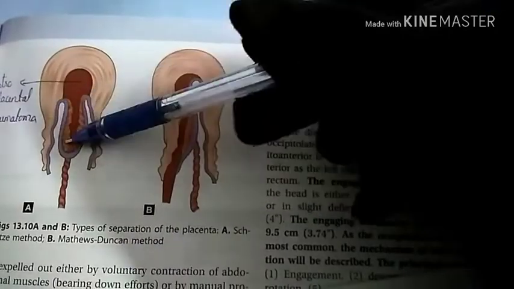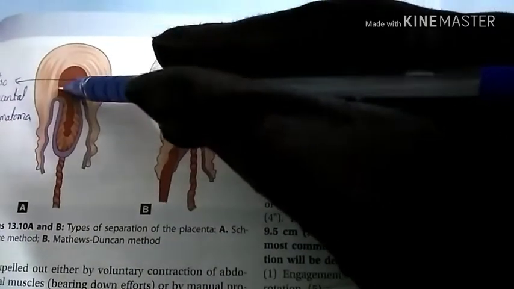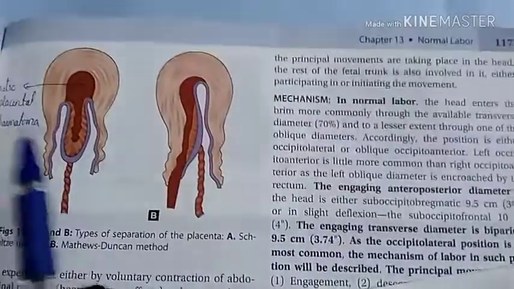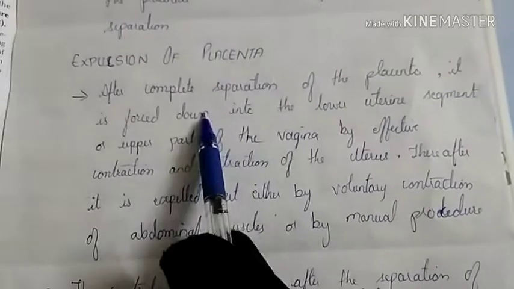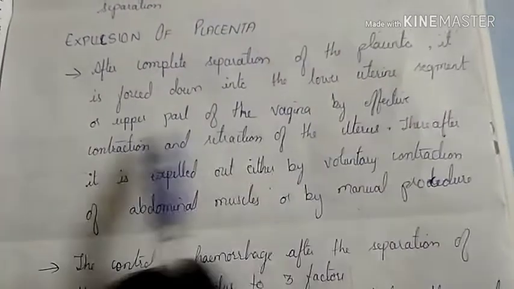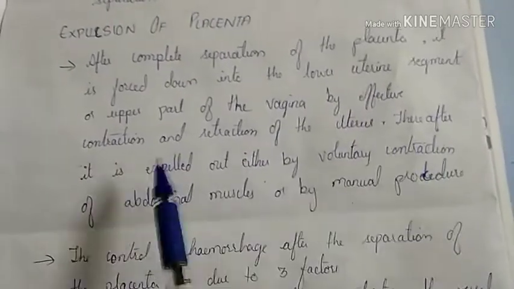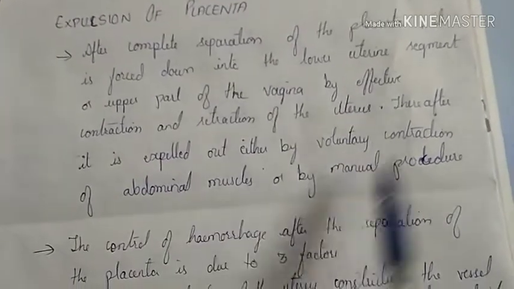As the placenta is inelastic, it results in buckling. Here, shearing forces are instituted between the placenta and the placental site, which ultimately cause its separation. The separation can be a central separation or a marginal separation. After separation of the placenta, there is expulsion. After complete separation, it is forced down into the lower uterine segment or the upper part of the vagina by the effective contraction and retraction of the uterus. Thereafter, it is expelled out either by voluntary contraction of the abdominal muscles or by manual procedure.